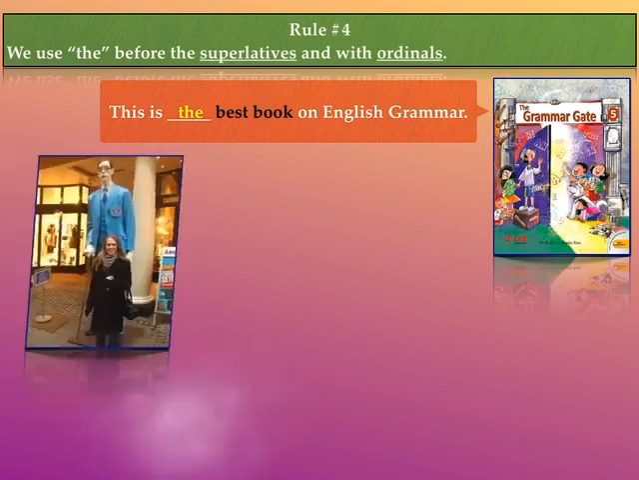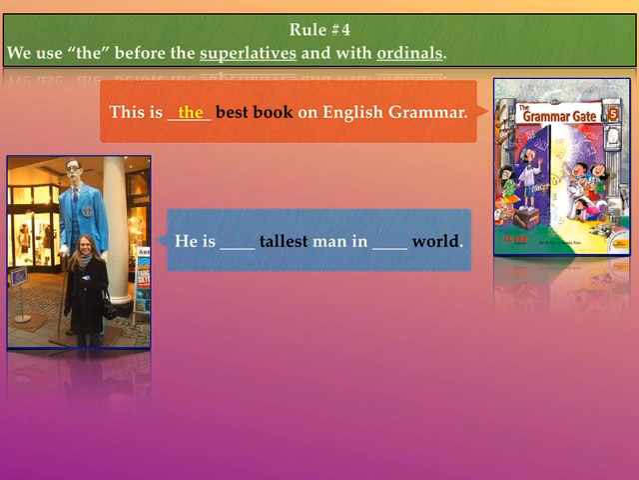Let's see one more example. He is the tallest man in the world. Here you can see that this man is the tallest one. That means he is the only one who is taller than anyone else. And so it is a superlative degree, and we would be using the article the along with it. And world is one of a kind. That thing is unique, and so here also we would be using the article the.